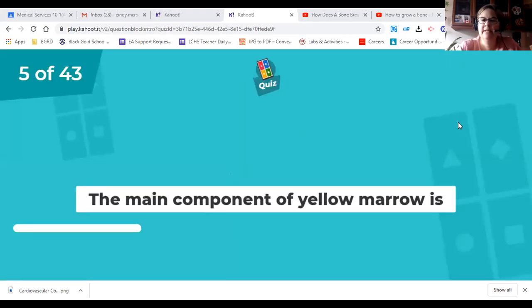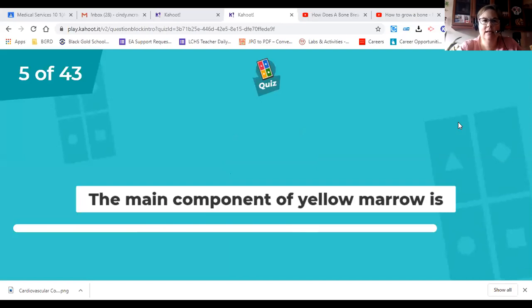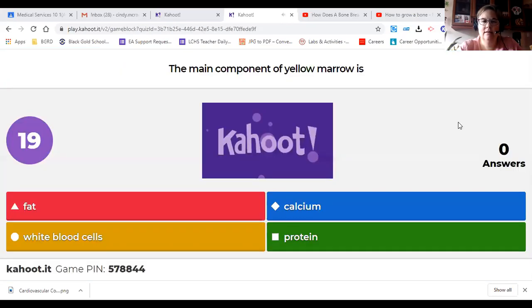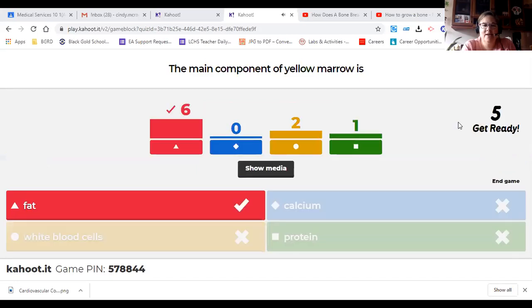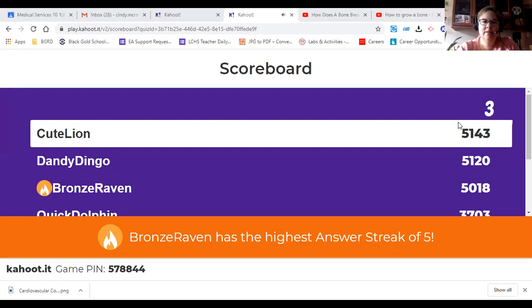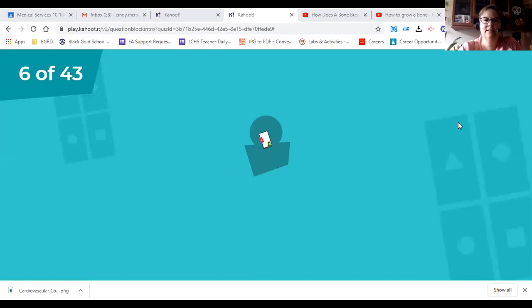The main component of yellow marrow is fat. So the yellowy color is the fat, so it's fat. Ooh, Cute Lion maintained their lead, but they're only ahead by 23 points.